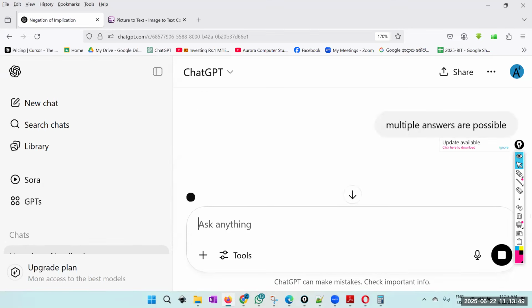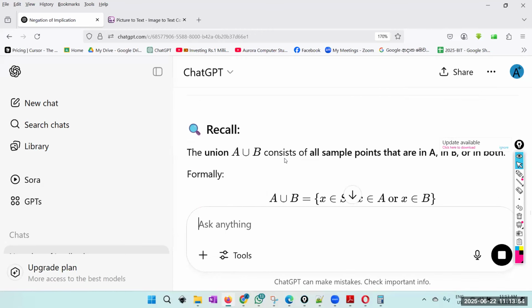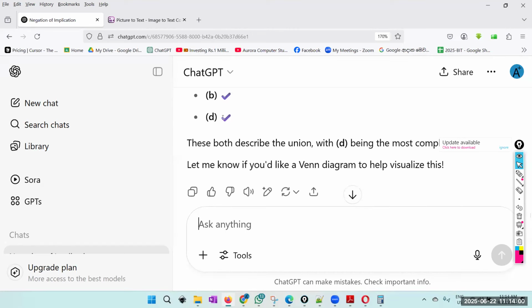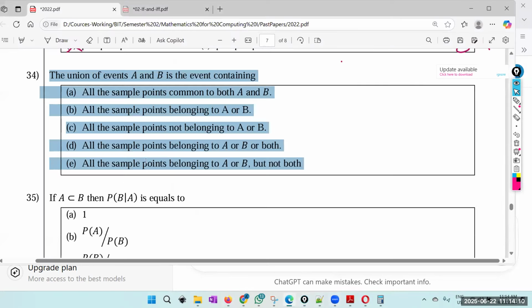Check whether ChatGPT changed its mind. Oh, now we can see ChatGPT says B is also correct, right? So ChatGPT assumed that a single answer is correct, and therefore went for the best. Now ChatGPT says, okay, then B is also correct. Anyway, that is a rare debatable question, right? So these questions were tough, but this is a debatable one.